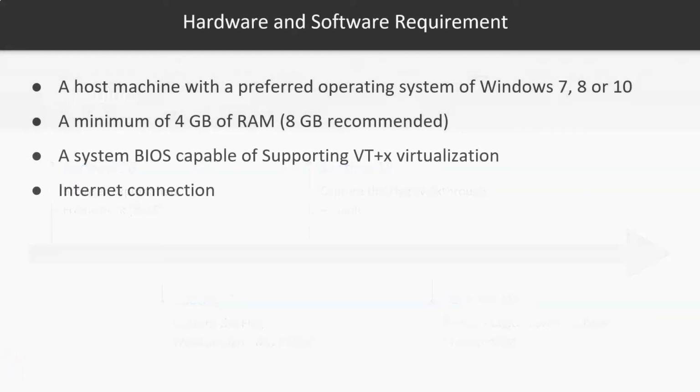Students should have a host machine with a preferred operating system of Windows 7, 8, or 10, though a Mac or a Linux machine can be used. But the preferred machine is a Windows machine. Students should have a minimum of 4 GB of RAM, but 8 GB is recommended. Students will have to have a system BIOS capable of supporting VT-x virtualization. You'll also need a good internet connection.